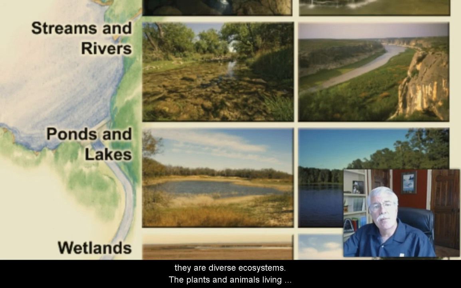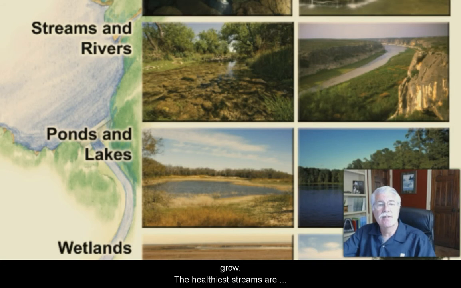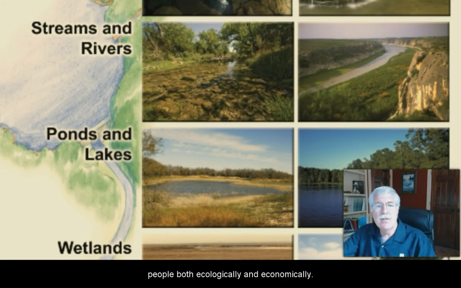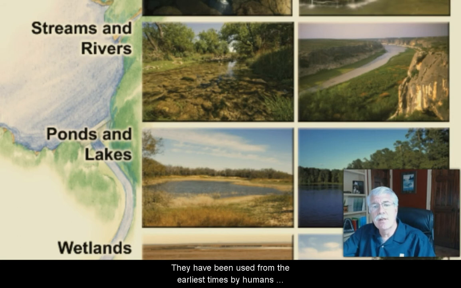Regardless of their size, shape, or location, all healthy Texas streams and rivers share a common feature. They are diverse ecosystems. The plants and animals living in them exist in balance with the processes that recycle nutrients or chemicals in the water. These are chemicals and nutrients that organisms need to grow. Now, the healthiest streams are those that flow freely and have natural banks and stream beds.